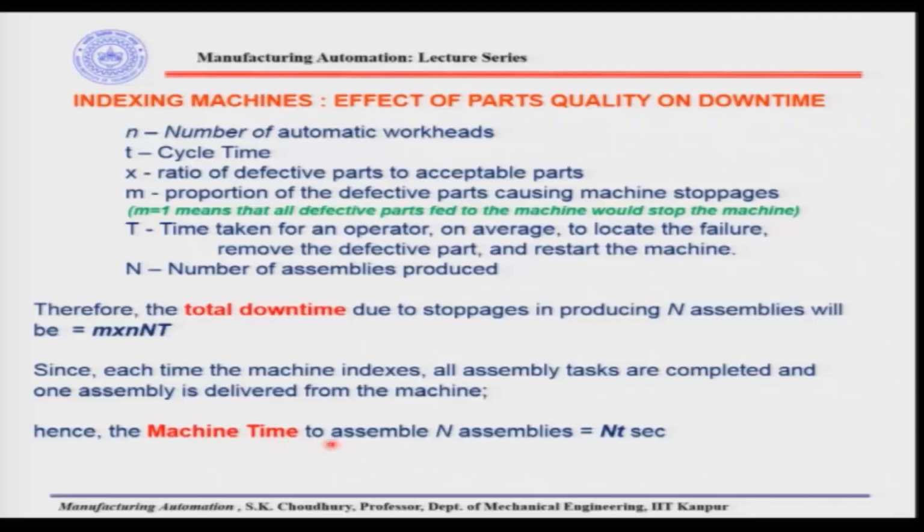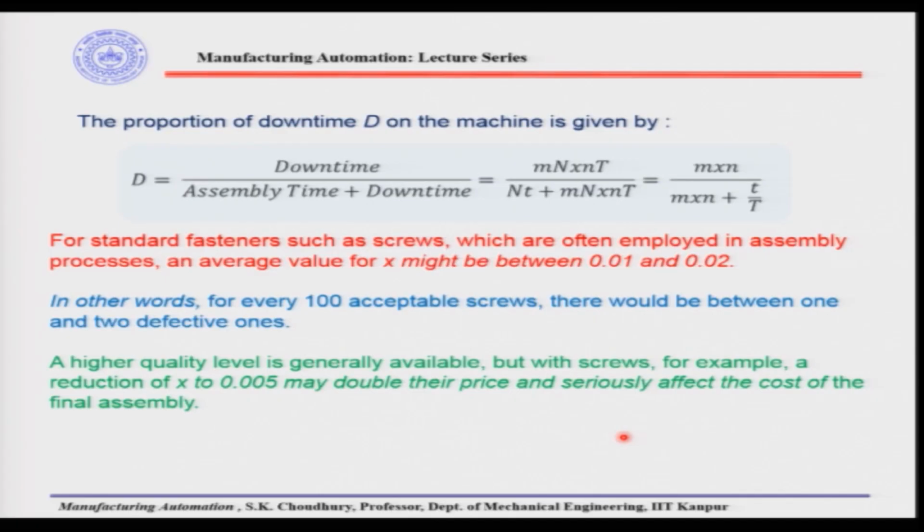So, the machine time to assemble L assemblies, if we know the cycle time is small t, will be L into t. Therefore, we can find out the proportion of downtime, which is the downtime divided by total time, and the total time is assembly time plus downtime. So, it will be m n x L T divided by assembly time L t plus m n x L T. We said that for standard fasteners, x is somewhere around 0.01 to 0.02, that is the quality level.